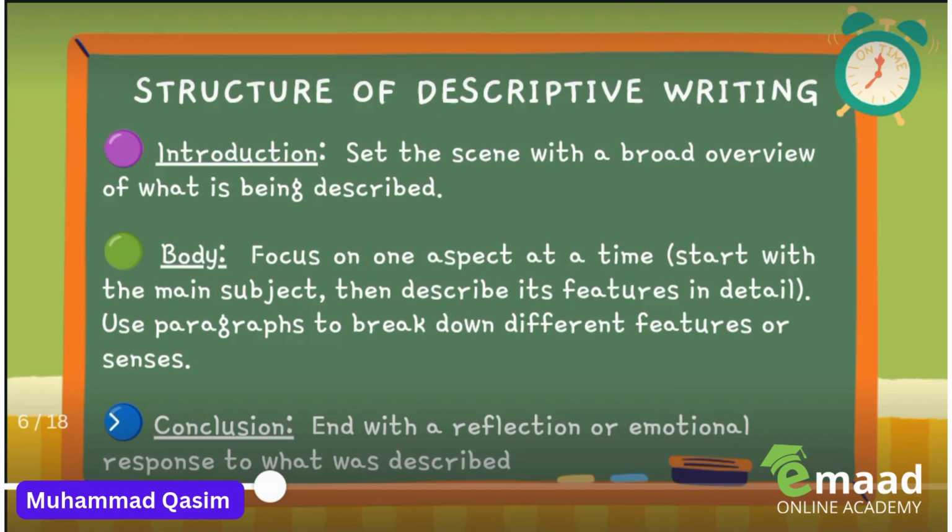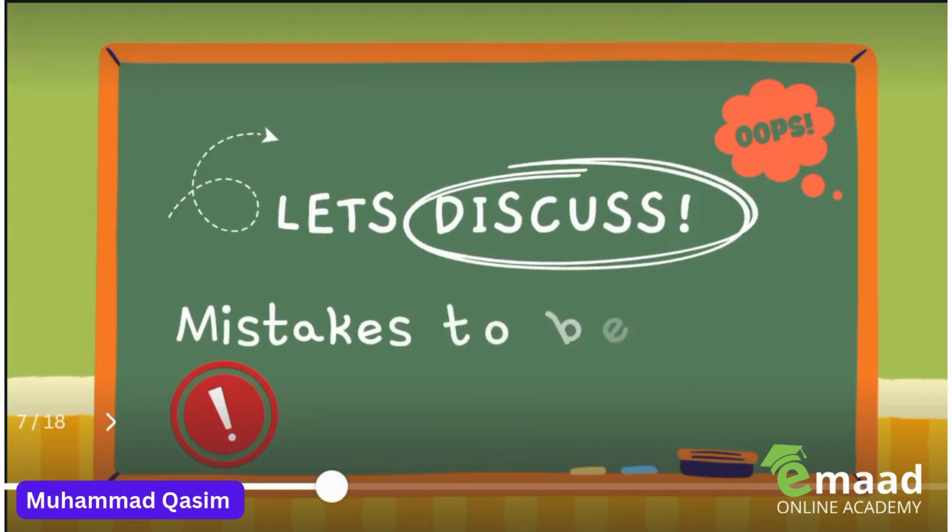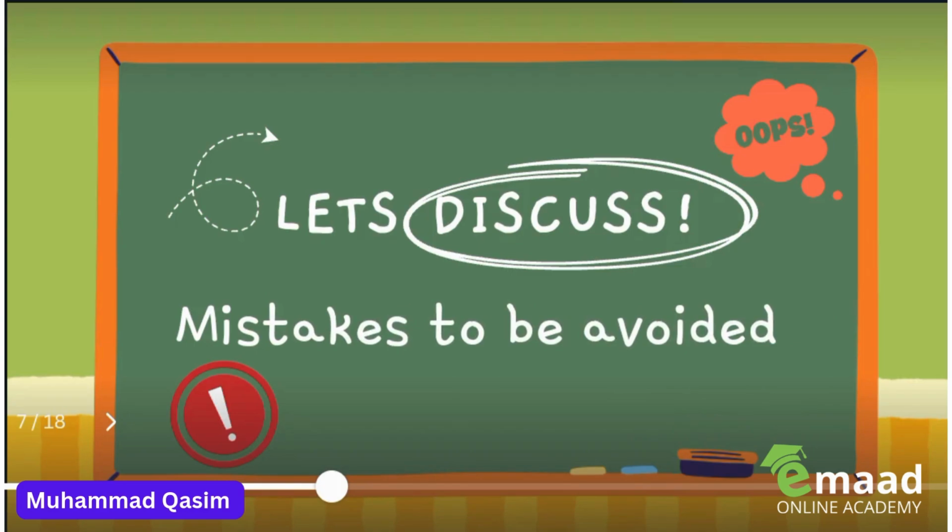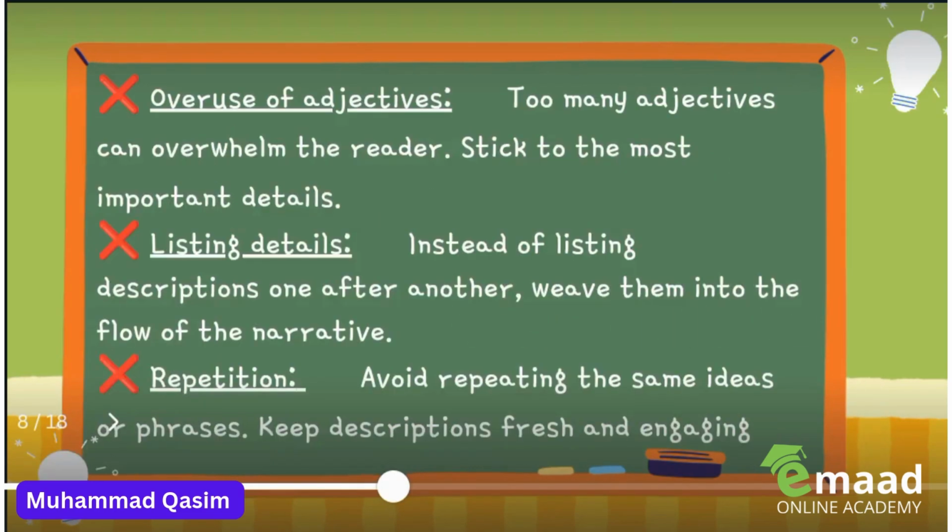Welcome back. The next topic that we will discuss is the mistakes to be avoided. Some things that you should not do while writing a descriptive piece of text. Don't make overuse of adjectives. Too many adjectives can overwhelm the reader. Stick to the most important details. Some students, when we tell them you have to use describing words in descriptive writing, make too much use of adjectives. So just give the most important details.